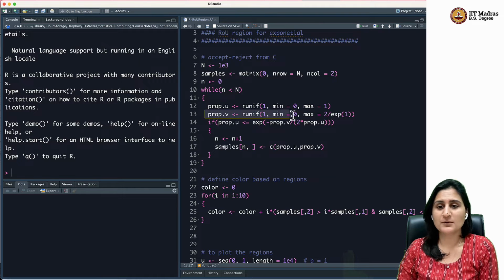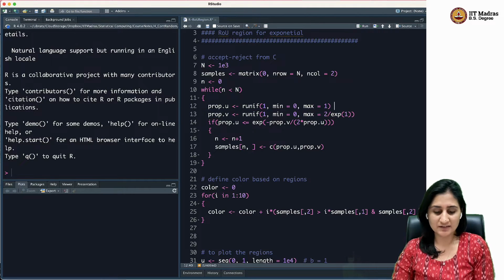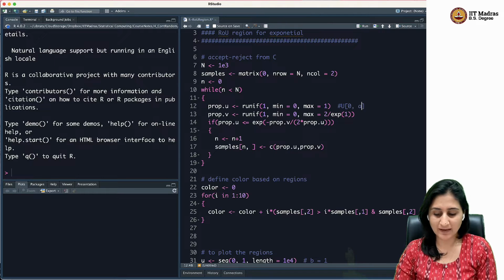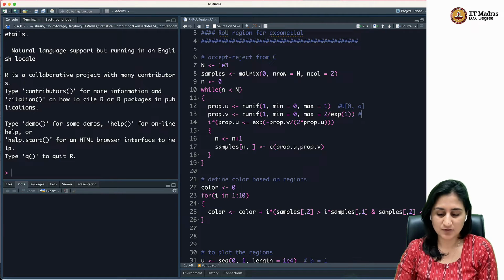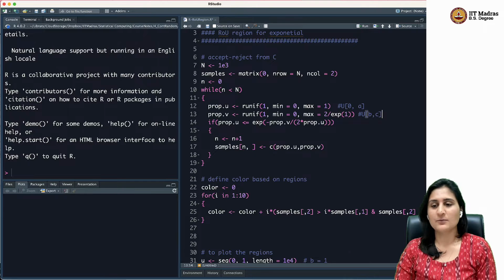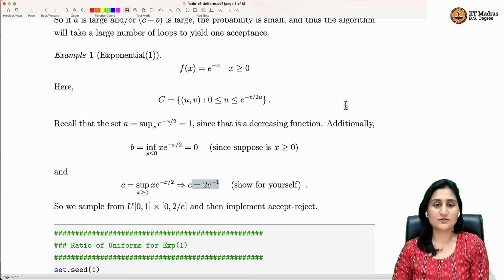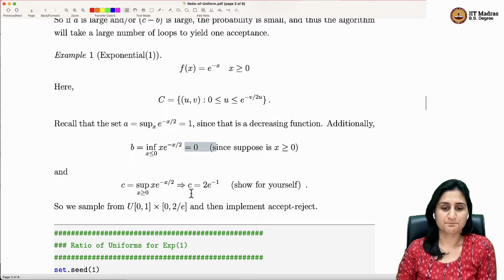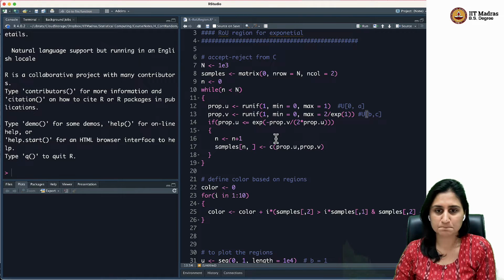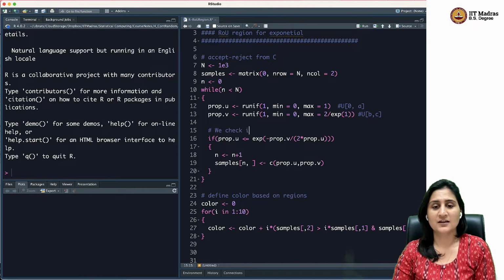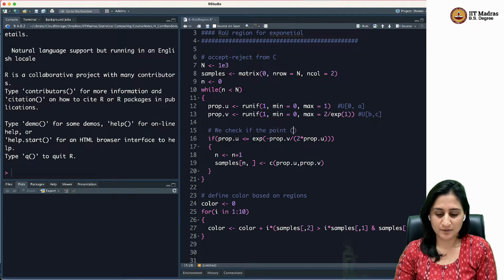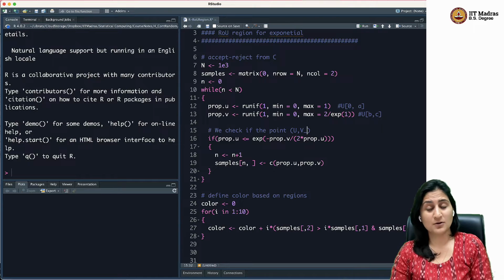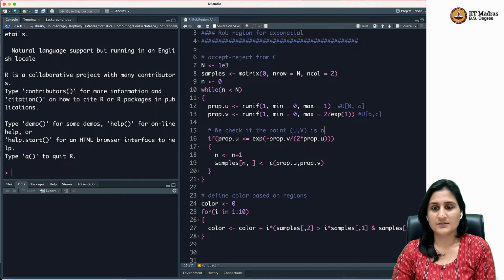Prop.v is a random uniform between 0 and 2 by e. So this is uniform between 0 and a, and this is uniform between b and c, where a, b, and c are from the calculations that we have done here, right? Now, having obtained this point, we check if the point u comma v, or prop.u comma prop.v, is in the region C.